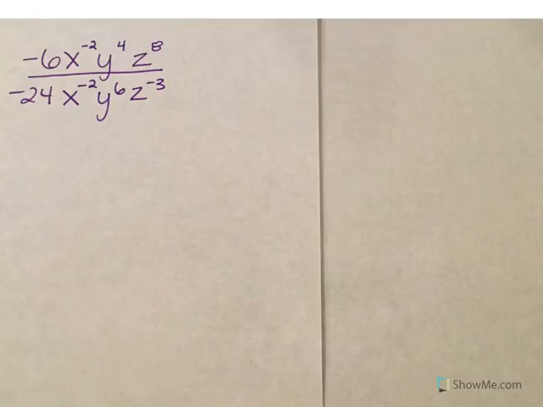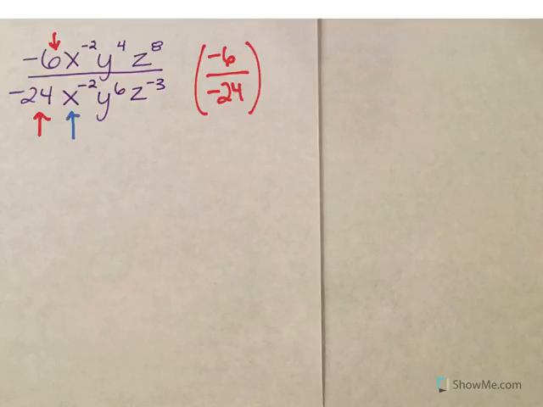So this one doesn't have any parentheses, so we don't need to start with the power law. So the first thing I'm going to do is just separate my different types of bases. First I'm going to write my numbers in one set of parentheses. So we're going to do negative 6 over negative 24.